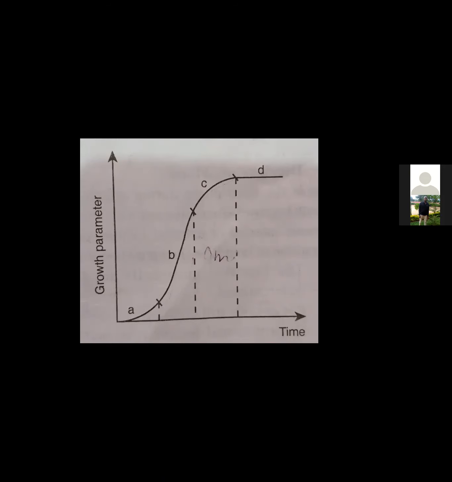Then on that diagram, you can see the last phase. That is phase D. We call it the plateau or stationary phase. Remember the plateau from the geography aspect. So this stationary phase is the phase which marks the period where overall growth has ceased and the parameters under consideration remain constant.